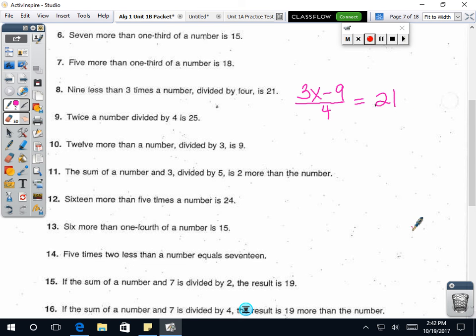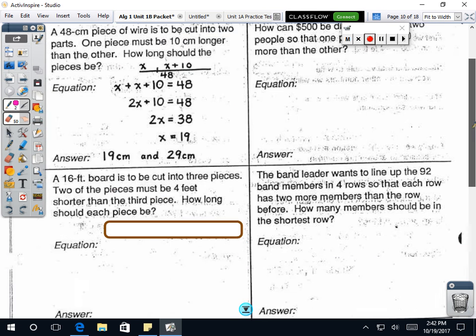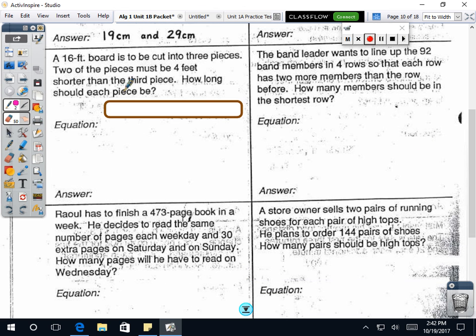Okay, now flip to page 9. I'm doing 2 more problems with you, and then I'm assigning the homework. Okay, page 9. All right, we're starting with this one right here about a 16-foot board. No, I don't have time. I know, I drew that on there.